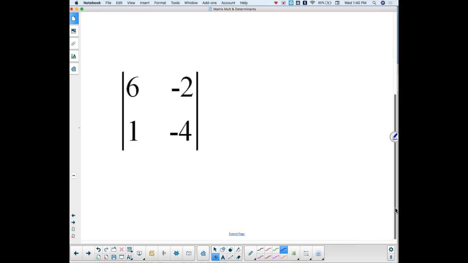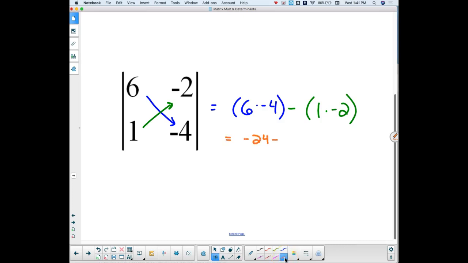So I take my crisses, 6 times negative 4, and I subtract off my crosses. 1 times negative 2. 6 times negative 4 is negative 24. 1 times negative 2 is negative 2. So the determinant here of this matrix, we'll call it matrix A, is negative 22.